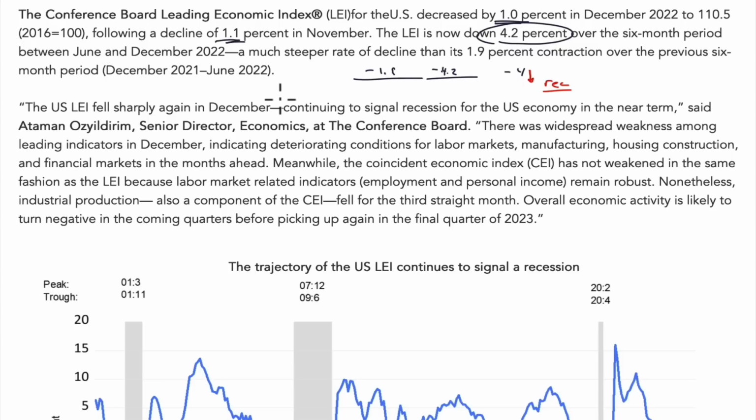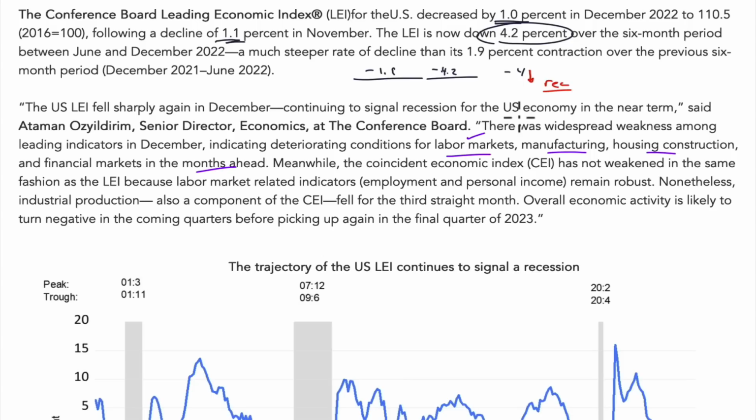The U.S. LEI fell sharply again in December, continuing to signal recession for the U.S. economy in the near term. There was widespread weakness among leading indicators in December, indicating deteriorating conditions for labor markets, manufacturing, housing construction, and financial markets in the months ahead.